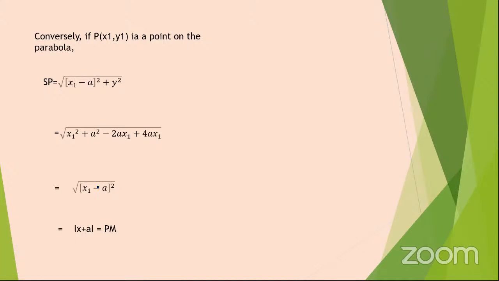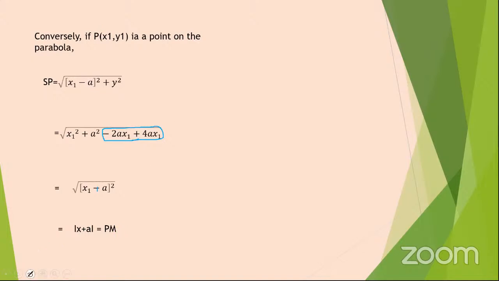So it is mod x plus a. 4ax1 is plus sign and this is minus 2ax1 gives us plus 2ax1. So it is mod x1 plus a whole square, which gives us mod x1 plus a. So in general, it is mod x plus a. Therefore, the locus of P satisfies the condition SP is equal to PM when P is on the parabola.